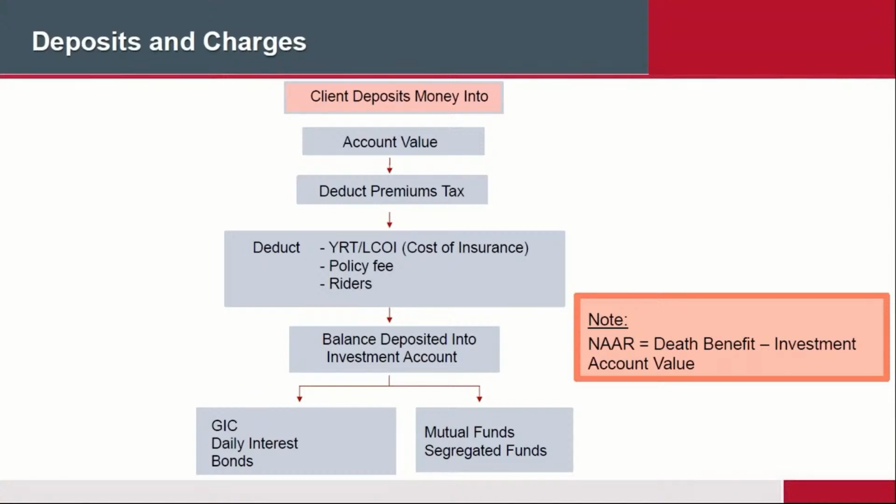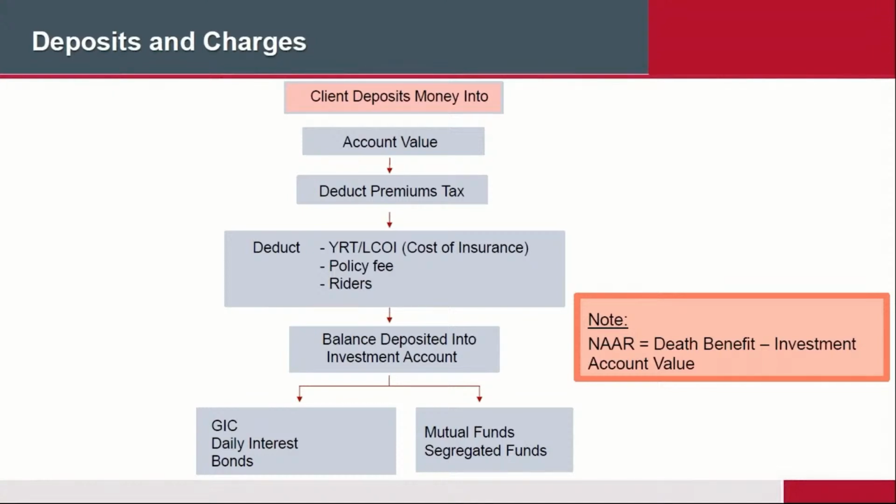Okay, in terms of the death benefit, in other words, the net amount at risk, the NAAR, net amount at risk, is equal to the death benefit minus the investment account value. In other words, if the death benefit was $500,000, but you have in your investment account $100,000, then the insurance company, should that client die, is only on the hook really for $400,000. Because the other 100 is already in the pot, basically. There's already investment money sitting in there.